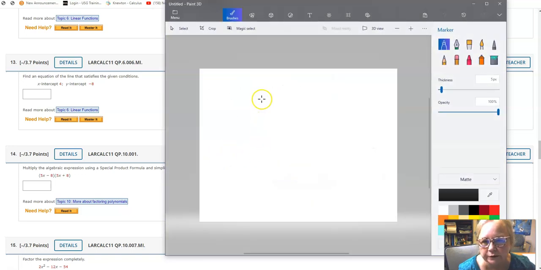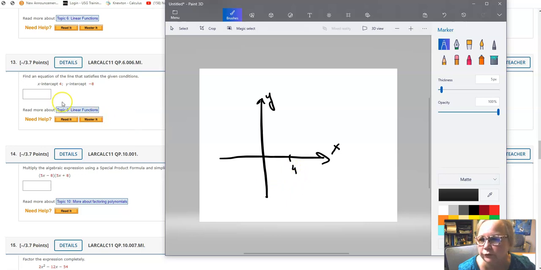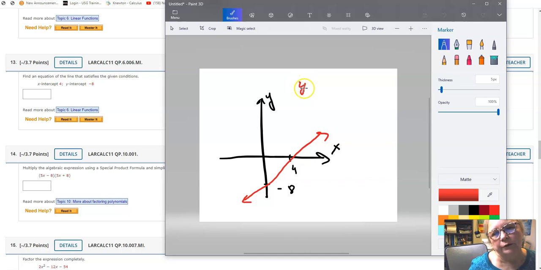So what is the x-intercept? Let's look at this, and this is the x and y axes, and we have x-intercept 4, so the line passes through the 4, and y-intercept negative 8. I don't keep the scale, just give you a little bit of a sketch of this situation. So this is our line, and we need to find the equation y equals mx plus b.